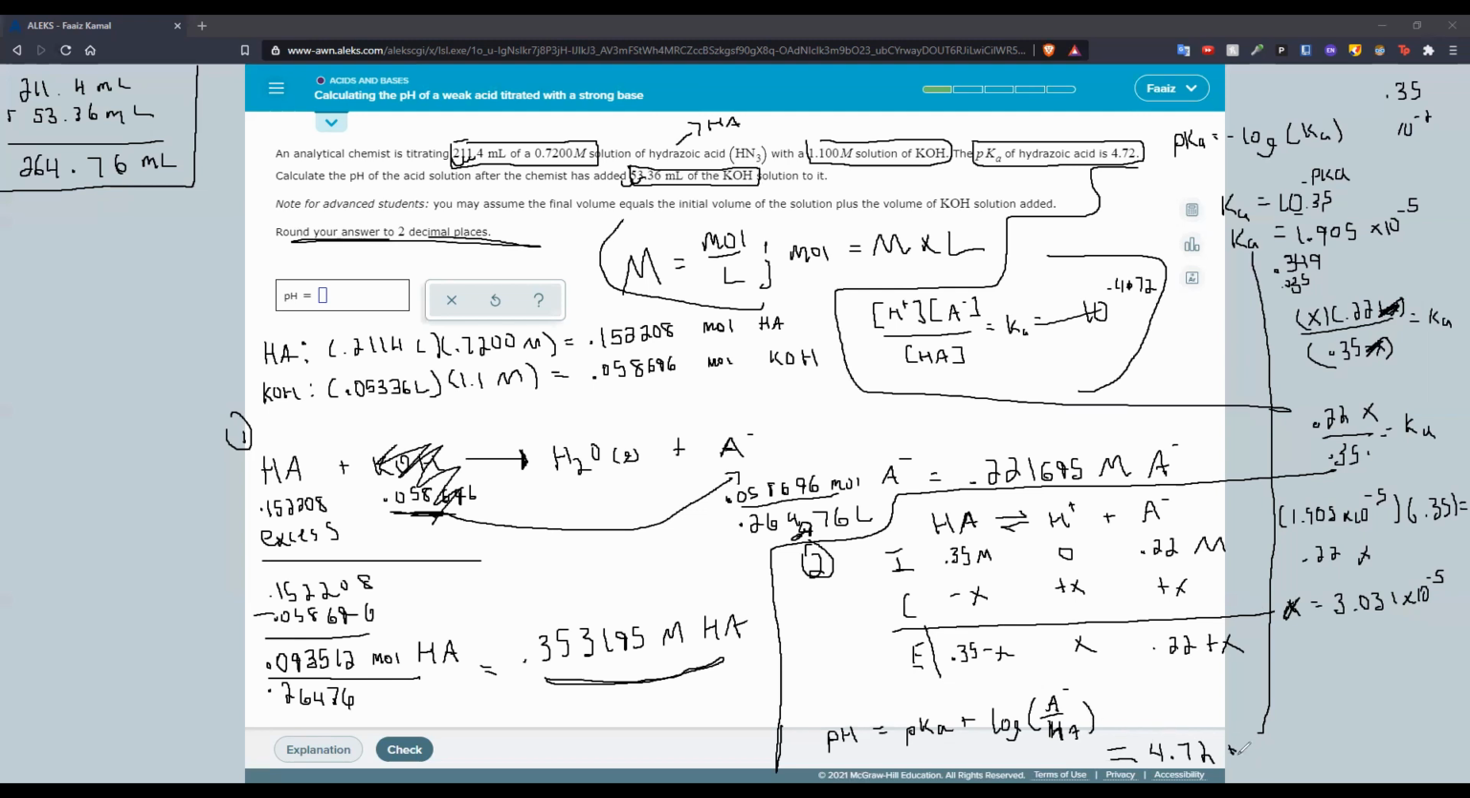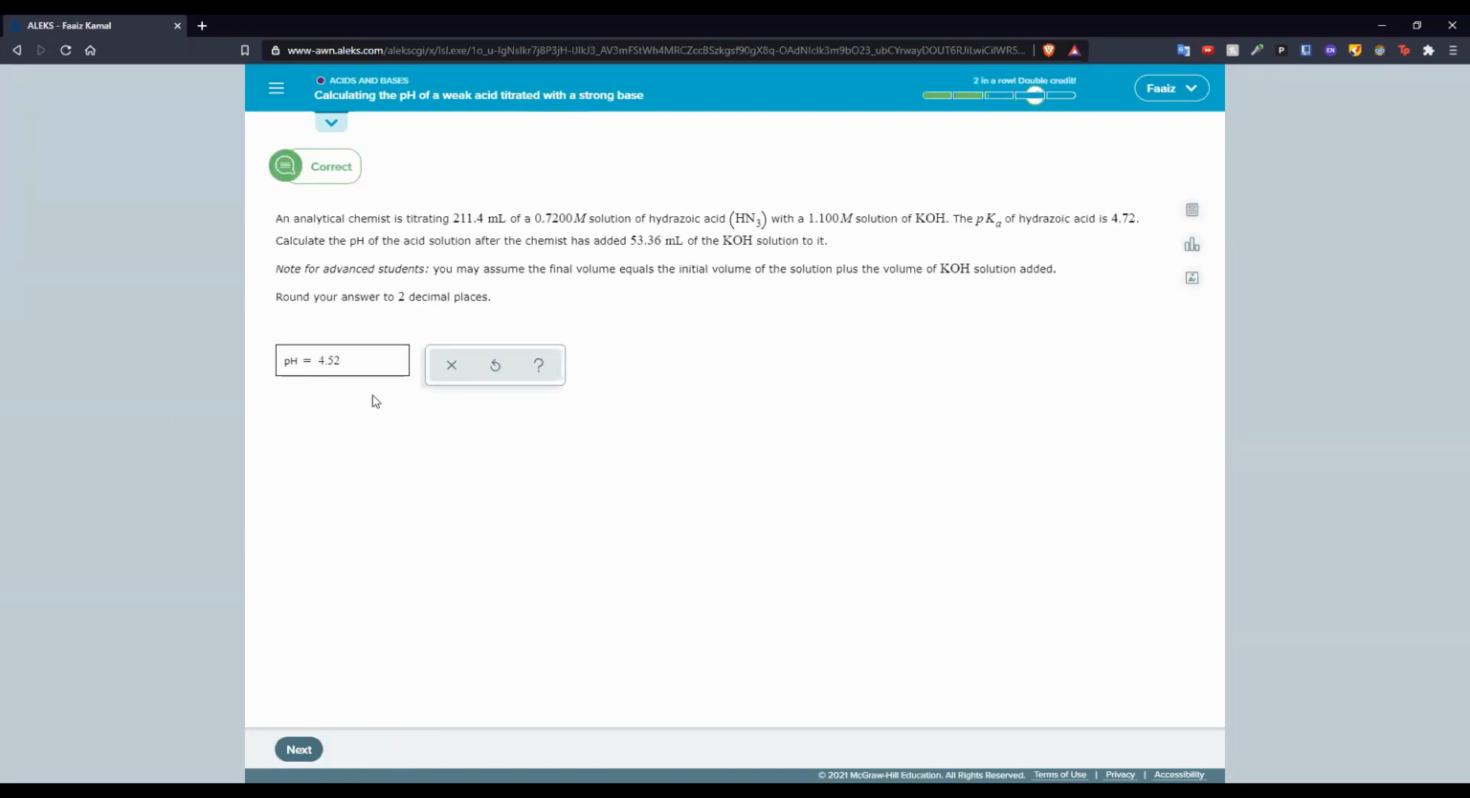And at equilibrium, your A minus would be 0.22 plus X. And what you found here was X. So you do 0.22 plus 3.03 times 10 to the negative fifth, over, and your HA right here was 0.35 minus X. So 0.35 minus this 3.03 times 10 to the negative fifth. And then once you compute this, you should get the answer. So let me do that. And the answer I got was 4.518. And asked to round to 2 decimals, so it'd be 4.52. And let's check that. So I think it's right.